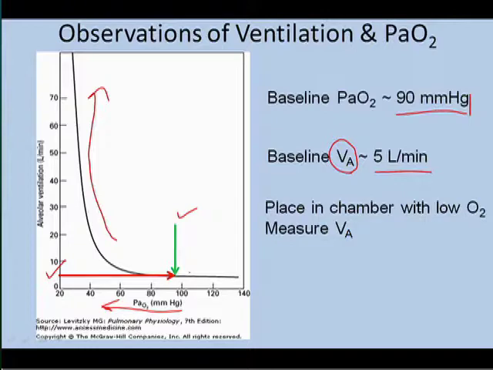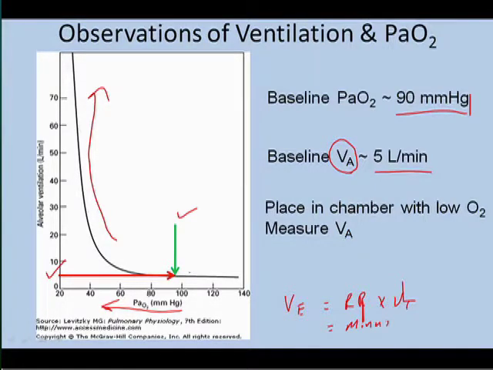As you know from your previous lectures, alveolar ventilation will correlate well with minute ventilation, which is respiratory rate times tidal volume. This is especially true in the healthy person. So, if you plotted minute ventilation against PaO2, the curve would have a very similar appearance to that shown here.